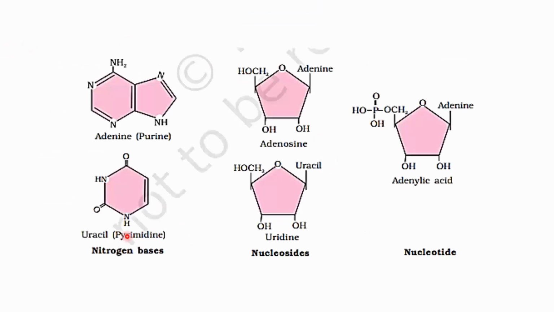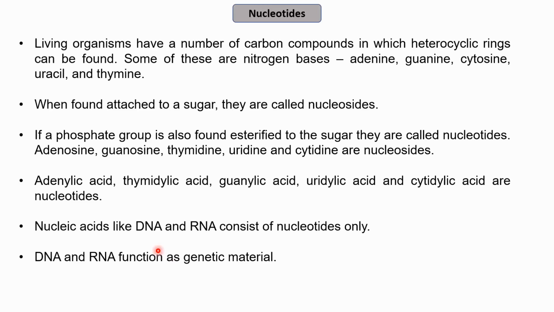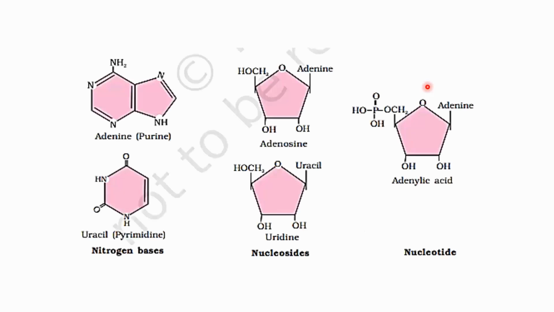So these are the examples. For example, nitrogen bases like adenine, which is a purine, and uracil, which is a pyrimidine. The easy way to remember purine is GAPPU. GAPPU means guanine and adenine are the part of purine. The remaining uracil, thymine, and cytosine are the part of the pyrimidine. So guanine and adenine are purines, and to remember this, we can easily remember GAPPU. So these are the nitrogen bases.